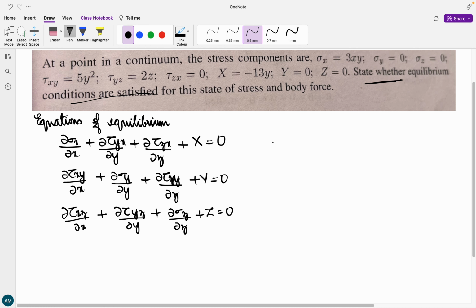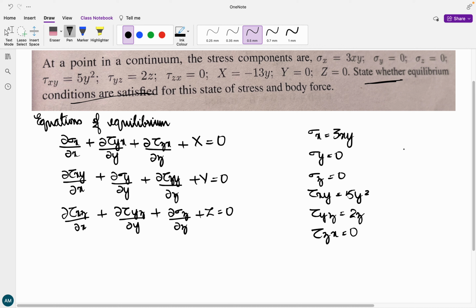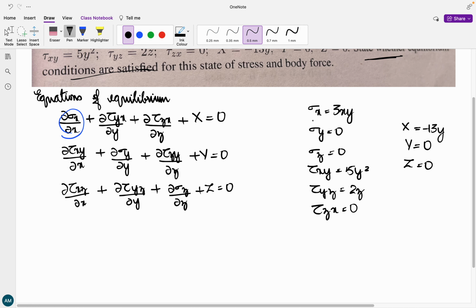Next, what are we supposed to do? They have given us that sigma x is 3xy, sigma y is 0, sigma z is 0, tau xy is 5y square, tau yz is 2z, then tau zx is 0, body force components x is minus 13y, y is 0, z is 0. For the first equation we have ∂sigma x/∂x. Let us differentiate this with respect to x. ∂sigma x/∂x equals 3y.